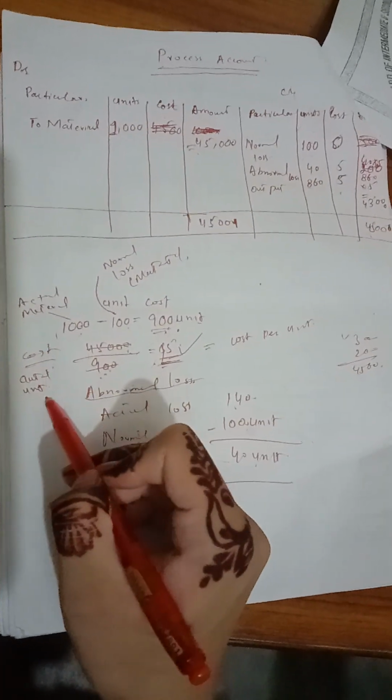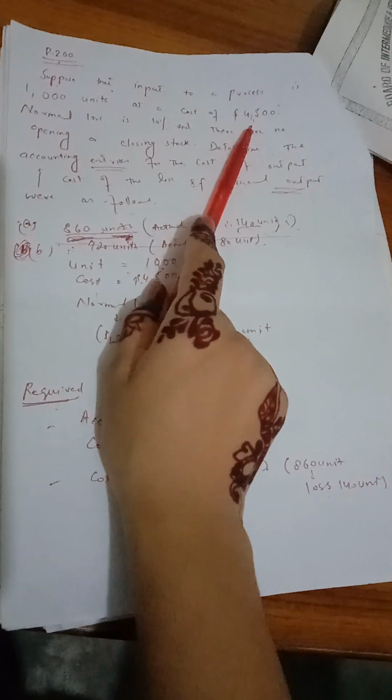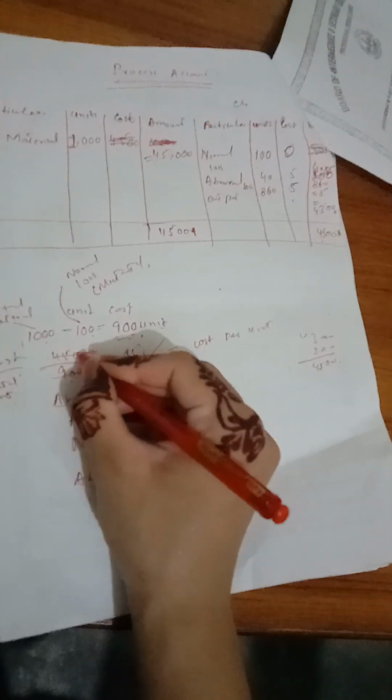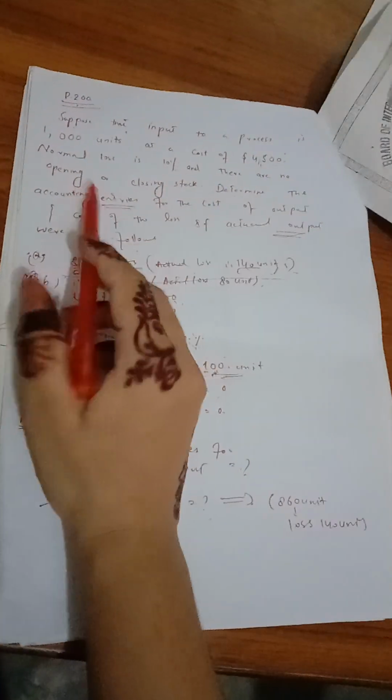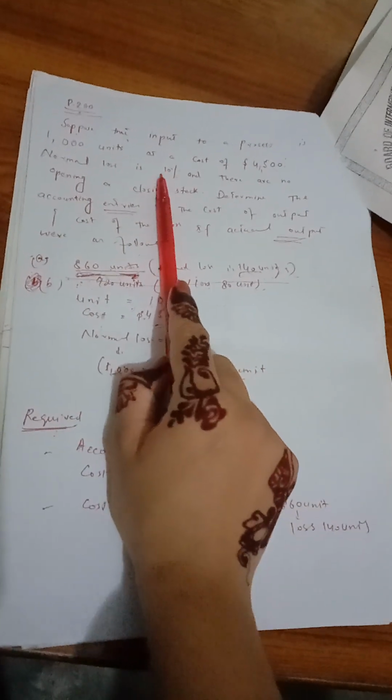per unit. The formula is cost divided by output. So the cost was 4,500. The actual cost of 1,000 units was 4,500. So we will divide our 4,500 by 900 units, not by the 1,000 units, because we are having a loss of 10%.